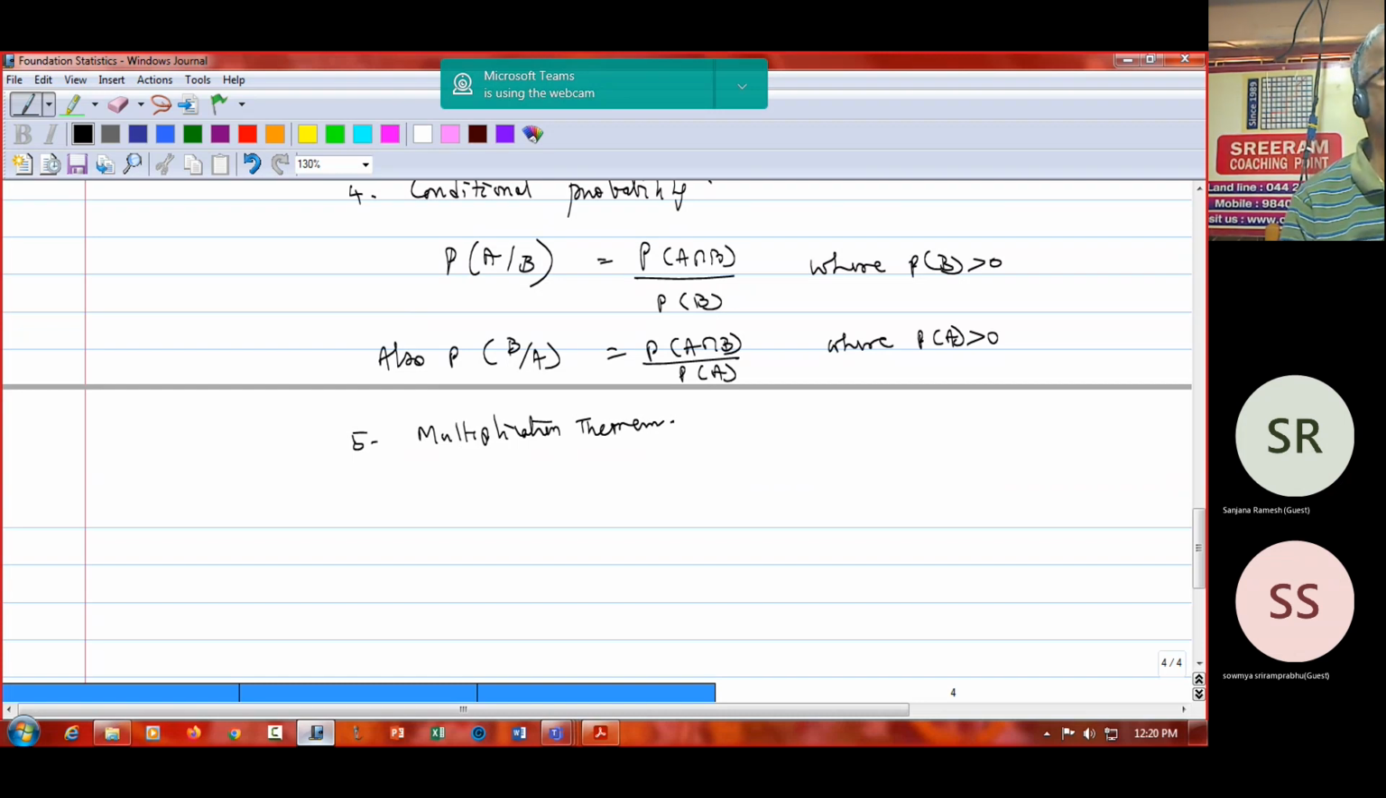Here, in all the years, this one particular topic, probability, is one topic that I didn't want to leave with just statements. Probability of AB is equal to probability of A into probability of B by A.